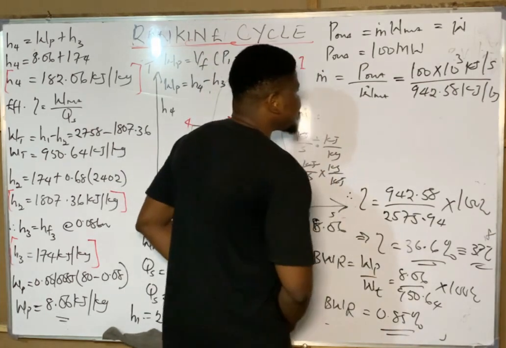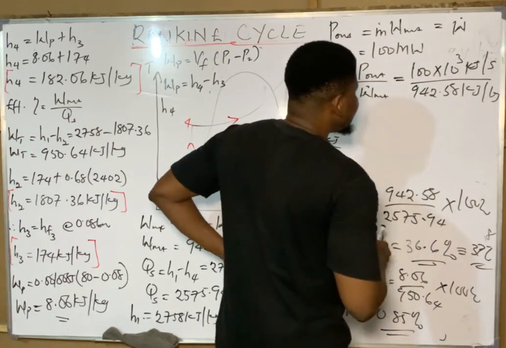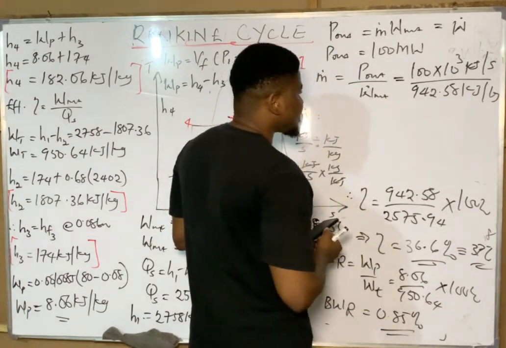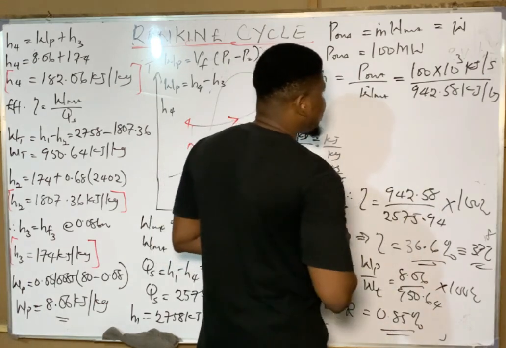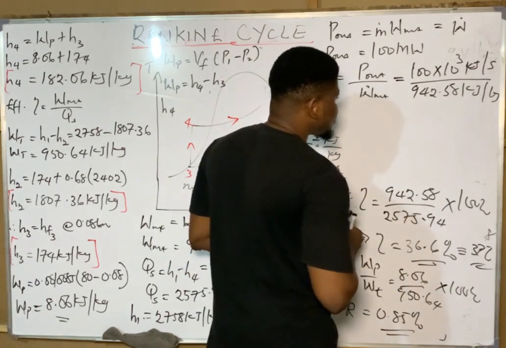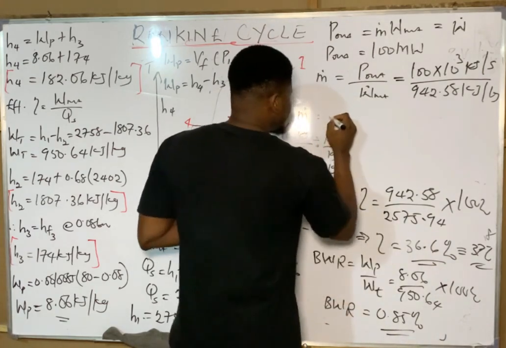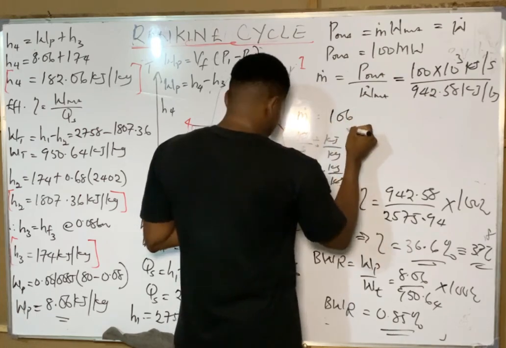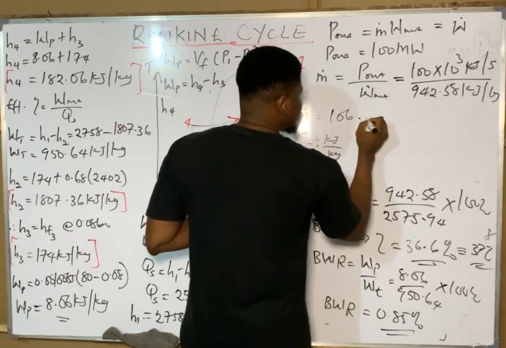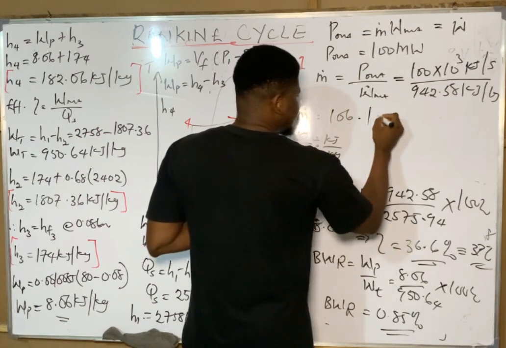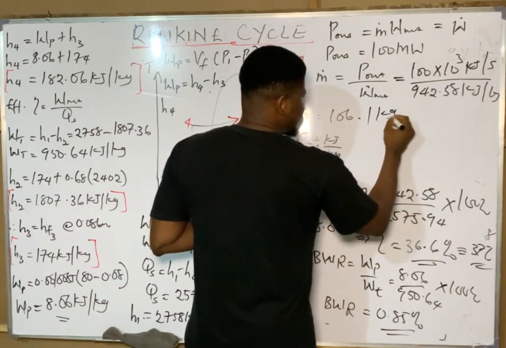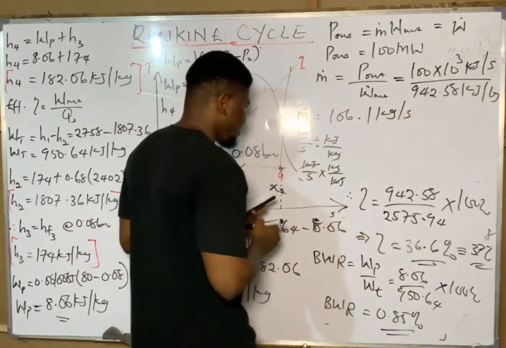So our mass flow rate is now going to be 100 times 10 to the power of 3 divided by 942.58. So this means our mass flow rate is approximately 106.1 kilograms per second.